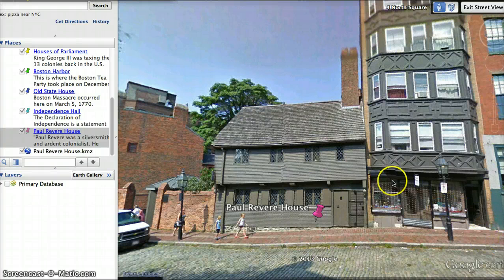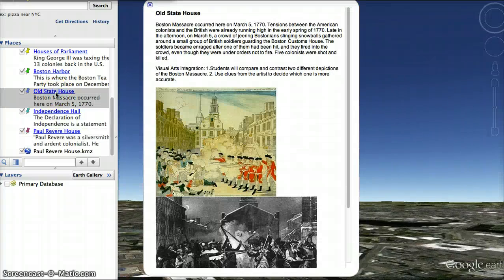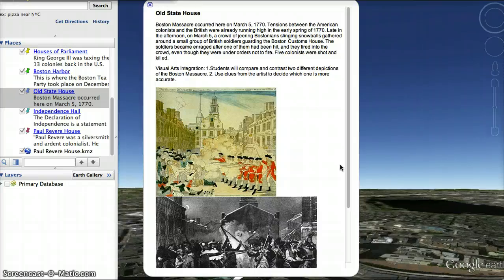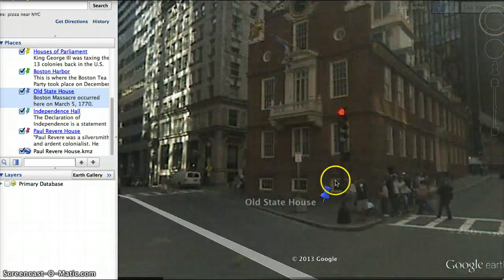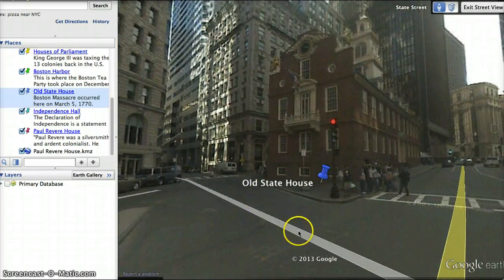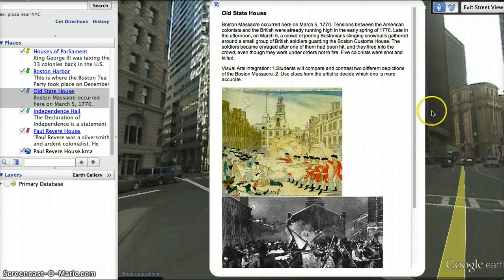Actually, you know what? This isn't where the old State House is. That was Paul Revere's house. Let's check over to the old State House and see where it really occurred. Just making sure you're paying attention. This is the old State House in the street where the Boston Massacre occurred in 1770.